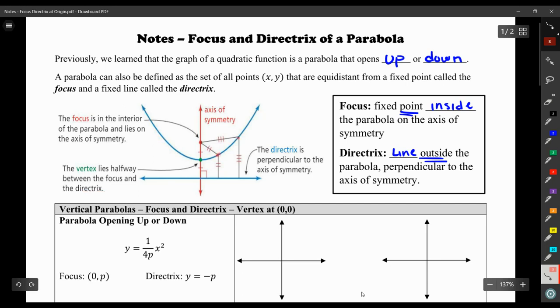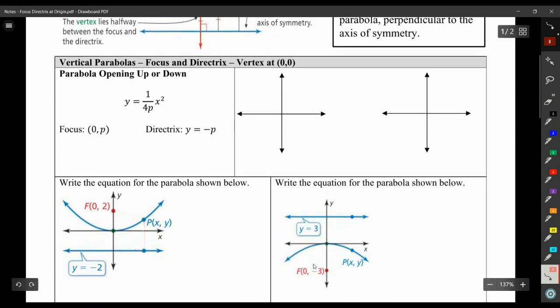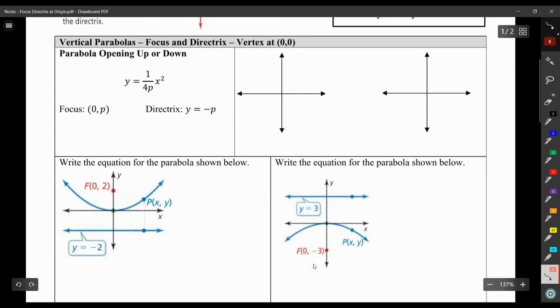So any point on this parabola can be written because they are equidistant from the focus and the directrix. This coordinate here is the same distance to the focus and the directrix. This coordinate here is the same distance from the focus and the directrix. The focus is always on the inside, and the directrix is always perpendicular to the axis of symmetry on the outside of the parabola. So let's look at the up and down parabolas using focus and vertex.